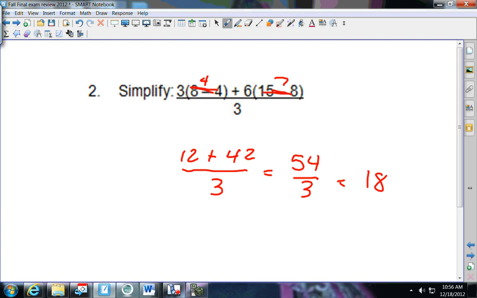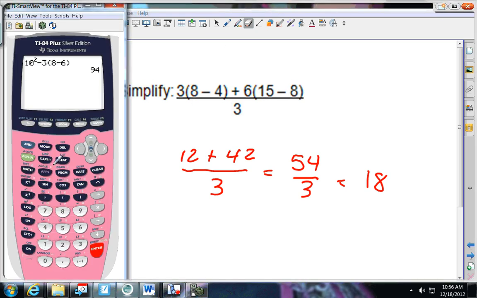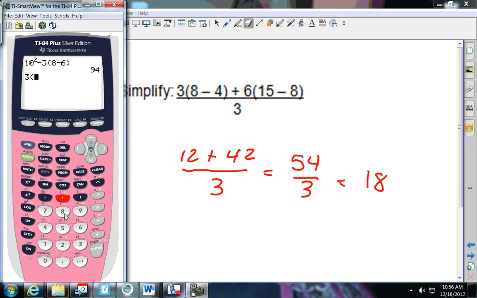If you put it in the calculator, you need to be very careful because you can't put it all in at one time because of the divide by 3. I'm going to put the top part in the calculator first: 3 parentheses 8 minus 4 plus 6 parentheses 15 minus 8, and then press enter. I'm going to get 54. Then you need to do 54 divided by 3, and that's where the 18 comes from.